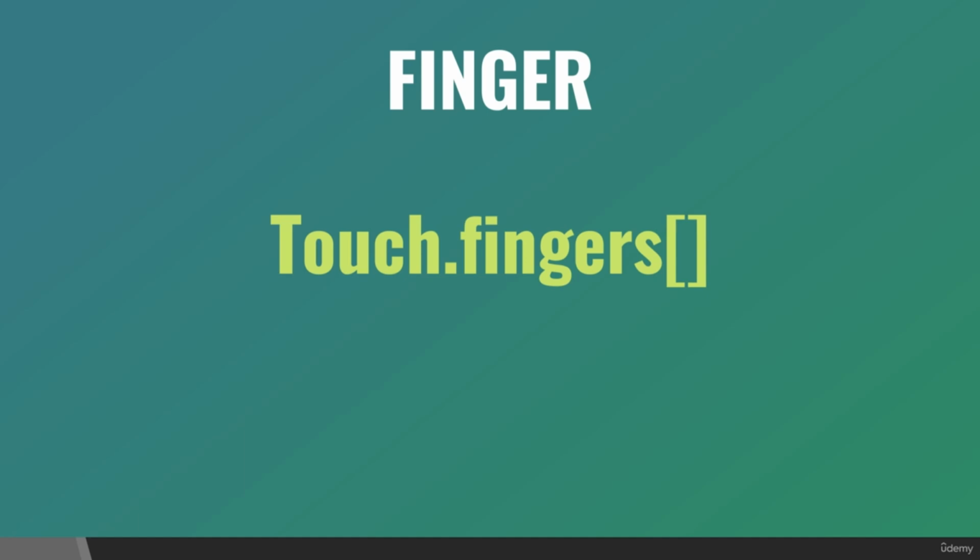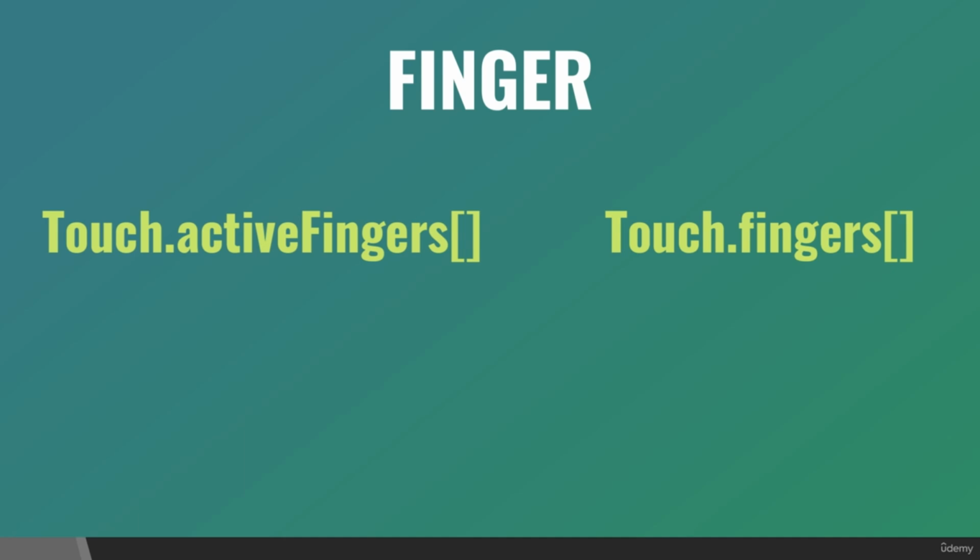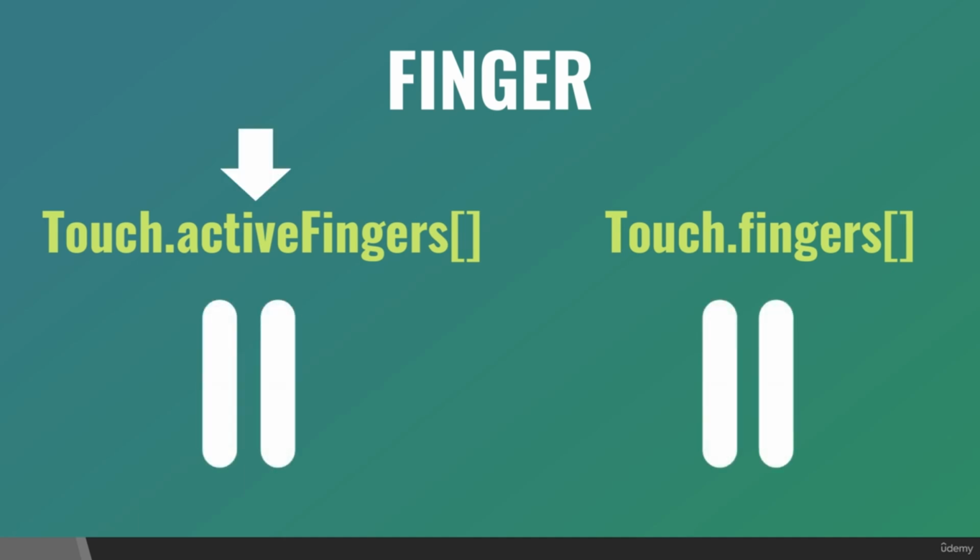If that is true, then we can use it. In the next example, I will demonstrate the difference between these two arrays. This is really important, so take your time to understand this. Let's say we touch the screen with two fingers. This will represent the active fingers array, and this will represent the fingers array.